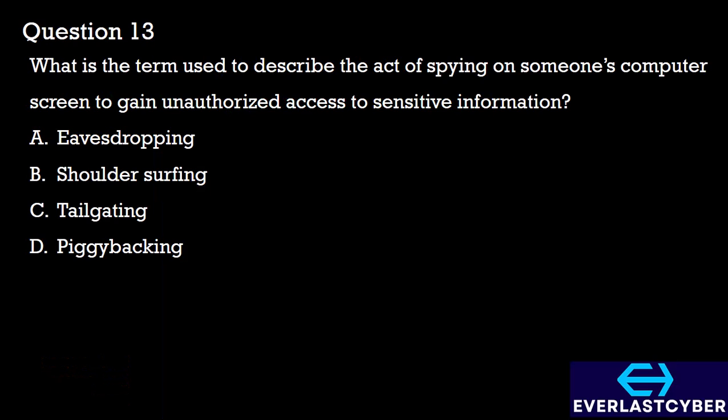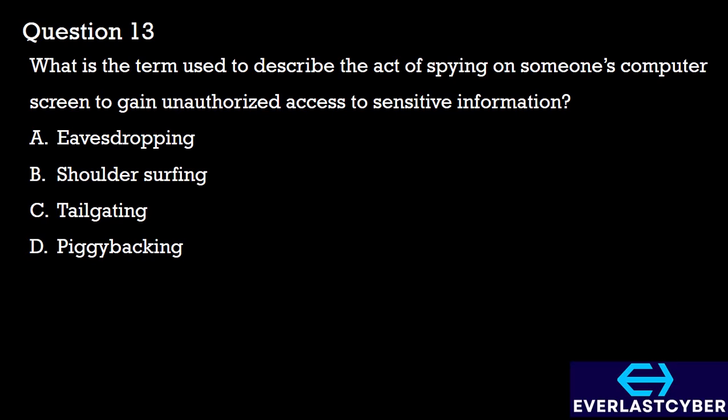Question 13. What is the term used to describe the act of spying on someone's computer screen to gain unauthorized access to sensitive information? A. Eavesdropping. B. Shoulder surfing. C. Tailgating. D. Piggybacking. Eavesdropping refers to secretly listening to conversations, especially in the context of intercepting communication, but it does not describe the act of spying on someone's computer in order to gain unauthorized access.